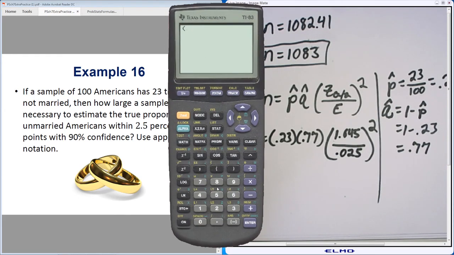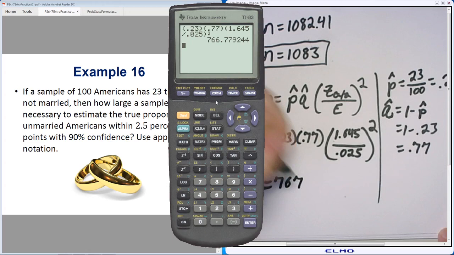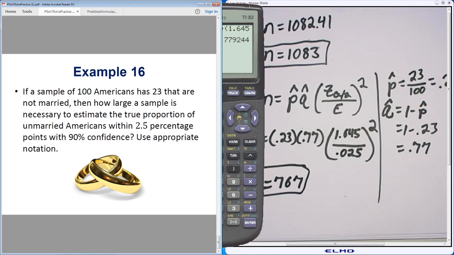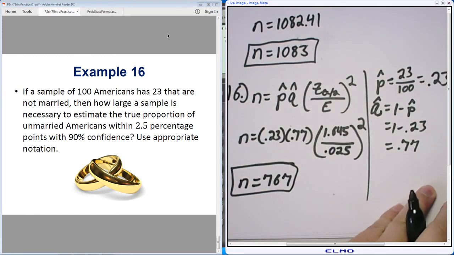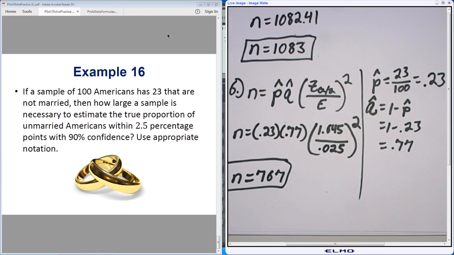You can type this into the calculator as it's shown as well. Just be sure to use the parentheses. Don't forget to square at the end. And to get my answer, you can't survey 766.8 Americans, so round that up, you get 767 as your minimum sample size. Here's all of number 16 again.